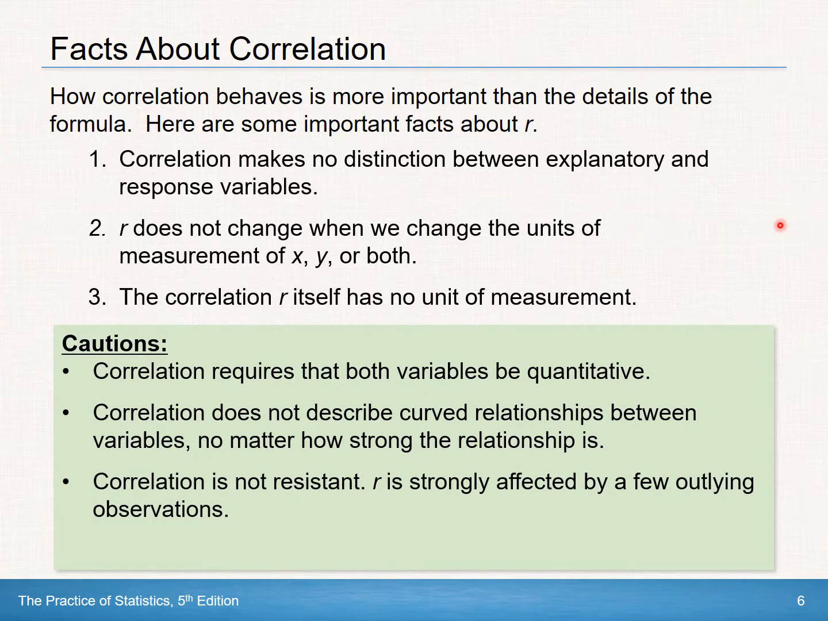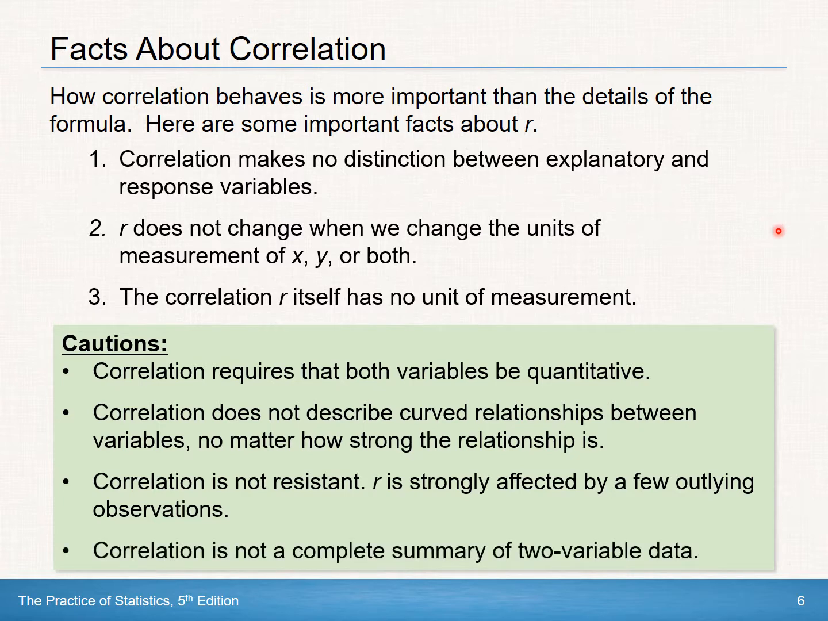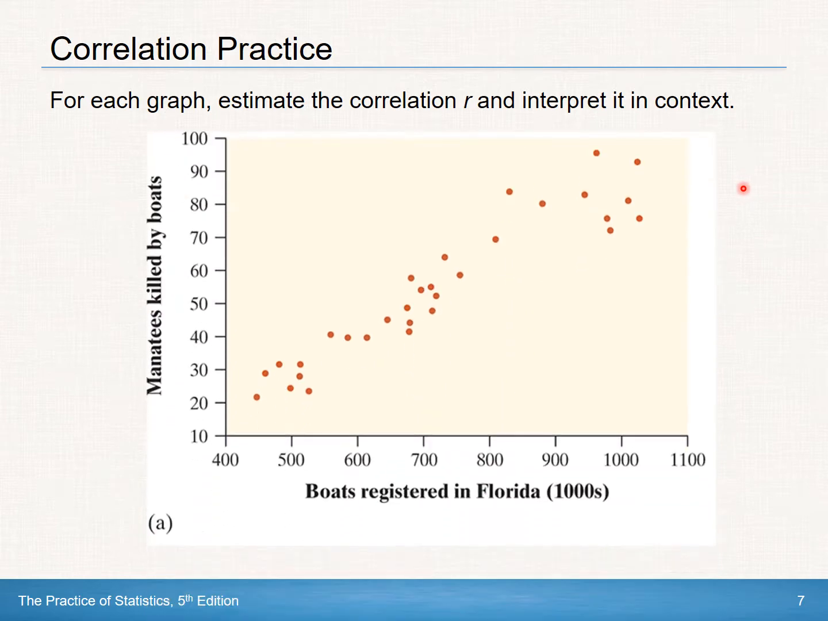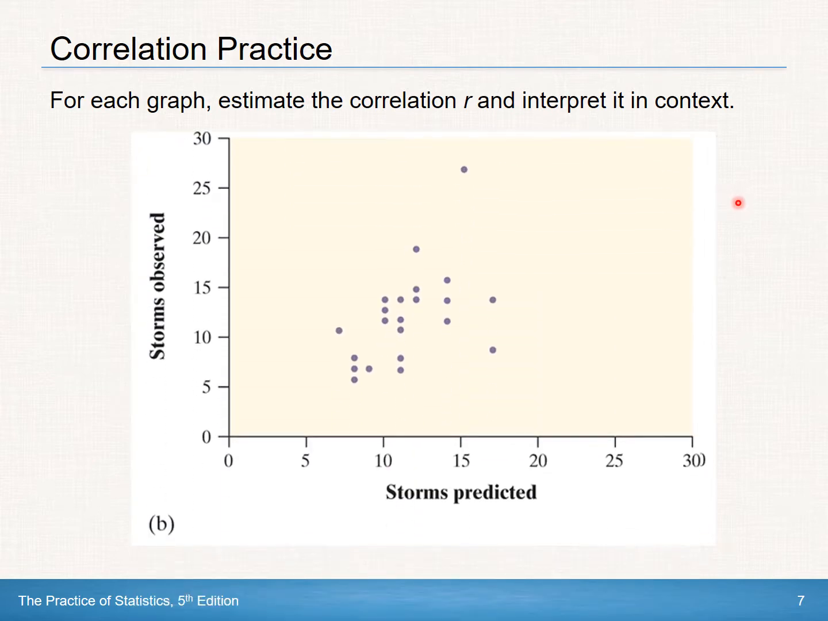And things to be aware of. Correlation requires that both variables be quantitative. Correlation does not describe curved relationships between variables, no matter how strong the relationship is. Correlation R, interpret in context. Correlation is not resistant. R is strongly affected by a few outlying observations. And correlation is not a complete summary of two-variable data.